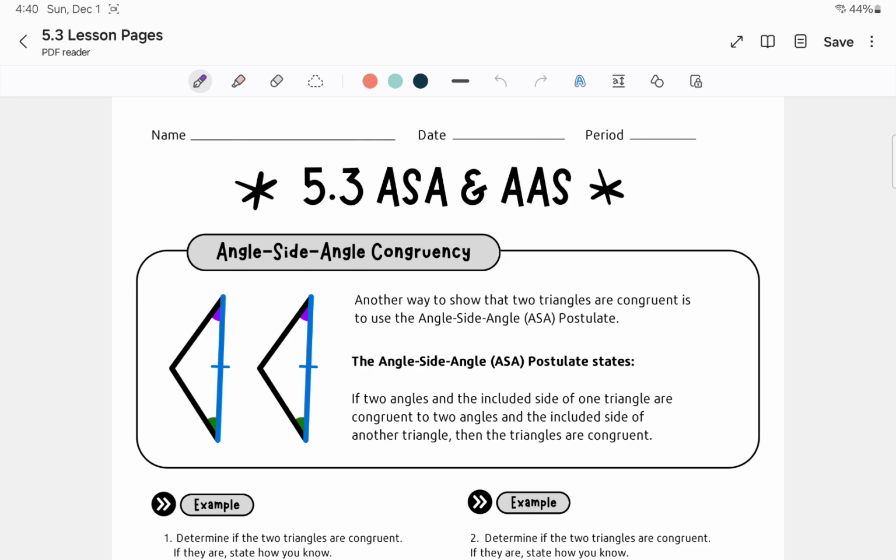So this first one is angle, side, angle, and it just states that if 2 angles and the included side of one triangle are congruent to 2 angles and the included side of another triangle, then the triangles are congruent. So let's go over what this means. If 2 angles and the included side, meaning the side in between those 2 angles.